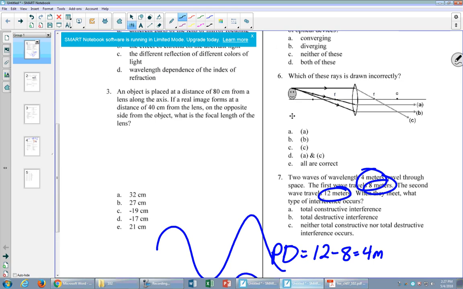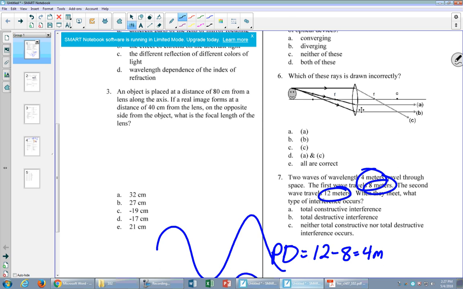Well, like for example, this one right here. Which one of these is wrong? Well, I just take them one by one. Parallel to the axis, through the focal point. That one seems okay, right? It is. Through the focal point, parallel to the axis. This one, I don't know, this one just goes to the edge of the lens and then parallel to the axis. So this B is not correct. So B is the one that's drawn incorrectly.